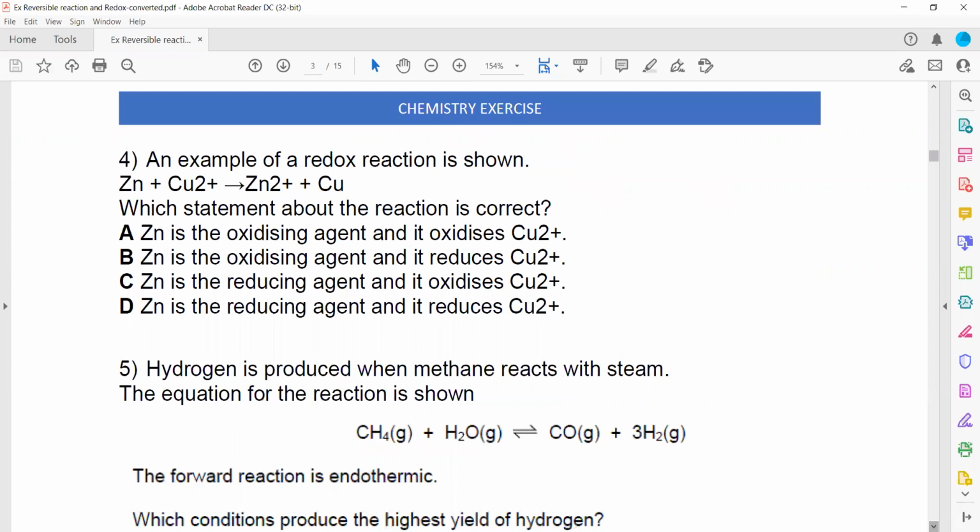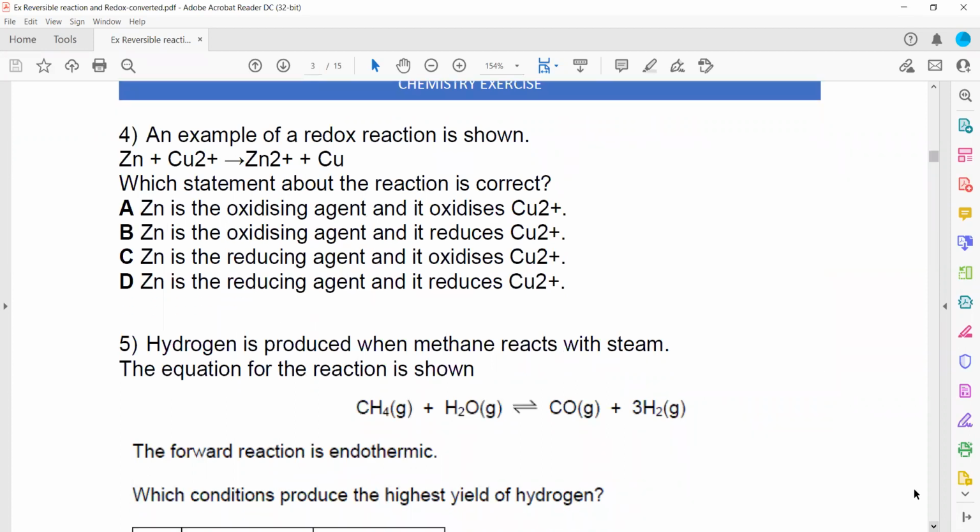Then question 4, an example of a redox reaction is there. So this is an example of a redox reaction. Which statement about the reaction is correct? So first, when we work it out, we have zinc atom, it is reacting with copper +2. As a result, it formed Zn +2 and copper. So first we'll identify the changes, oxidation and reduction.